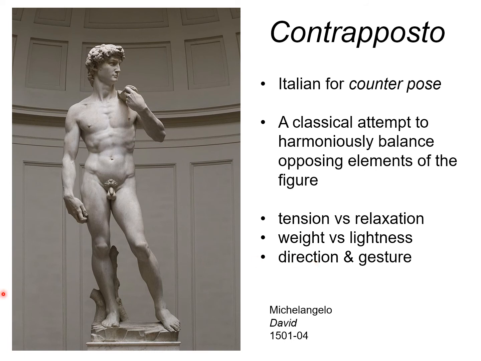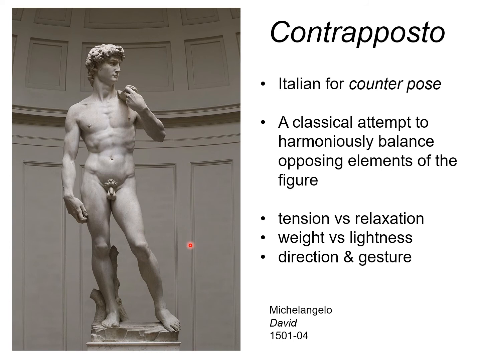Tension versus relaxation. We see it in this leg supporting the weight. That's tension. This leg is unweighted or relaxed. This arm is bent up to the shoulder in a position of tension. This arm is hanging loose, relaxation. By extension, the same occurs with the ideas of weight and lightness. The weight is placed here on this leg. This leg is light, could even drift up a wee bit, let's say.